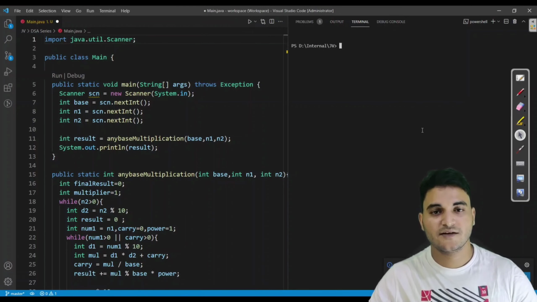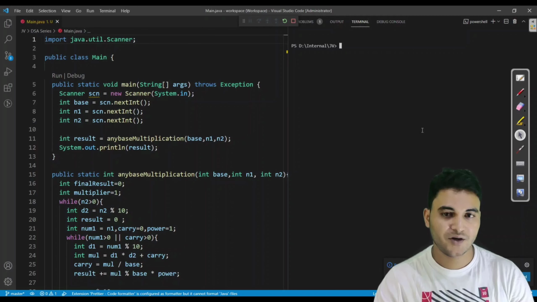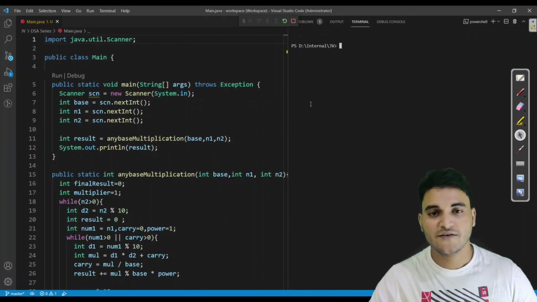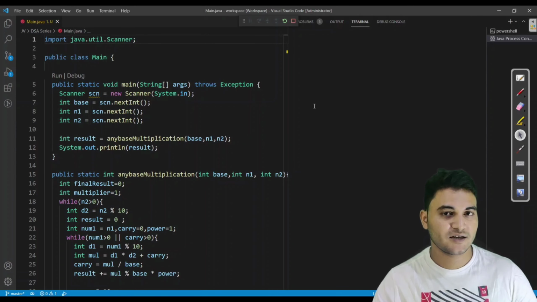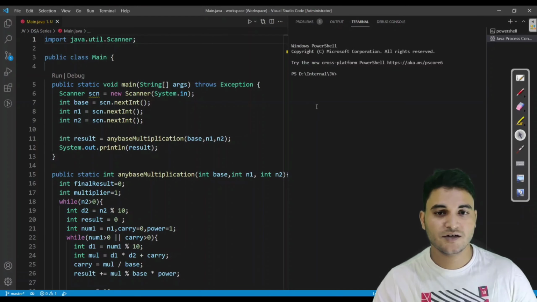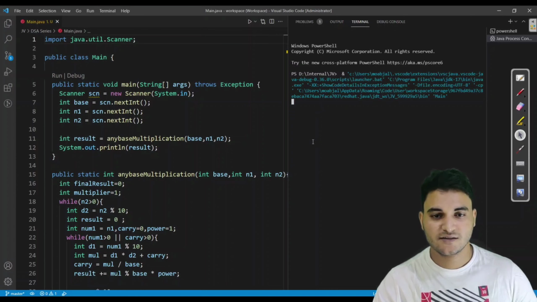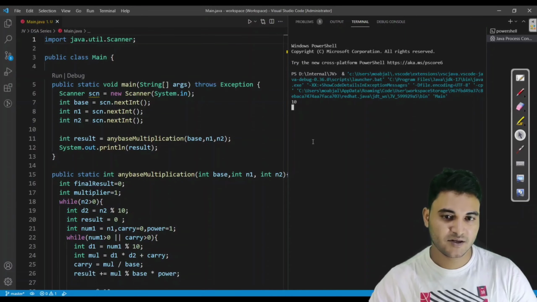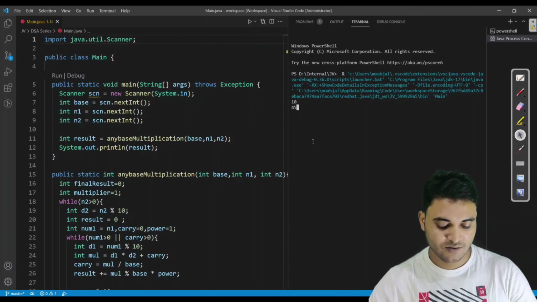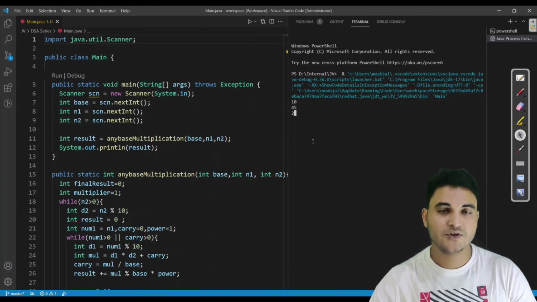Let us give it a run with two any base numbers along with the base. I would provide, firstly, the base for decimal, and then binary, and then octal. We will try for each case. Let us say for decimal first. 10, 45 into 2, which would give us 90. So you can see we are getting 90.